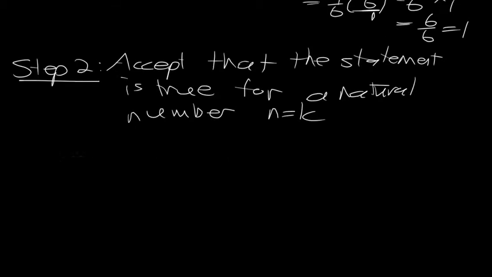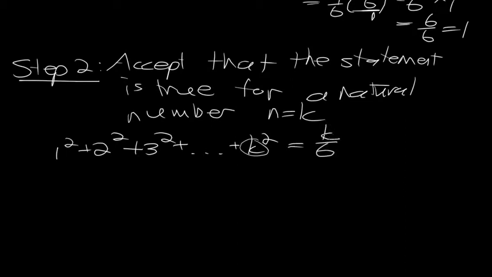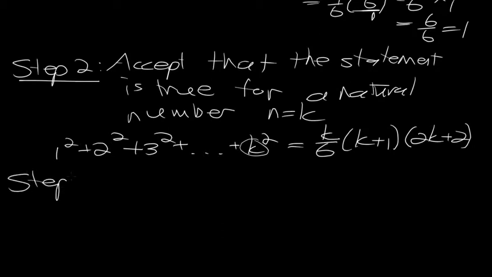So you have 1 squared plus 2 squared plus 3 squared, and it continues up until k squared, because you replace the n with k. Then you have k over 6, so you replace the n with k. Then you have k plus 1, and you have 2k plus 1. Okay, that's step 2. Now step 3.